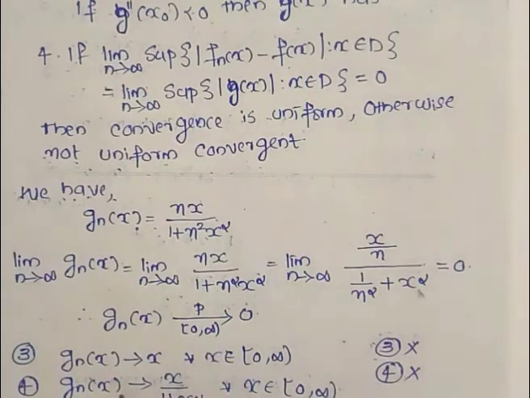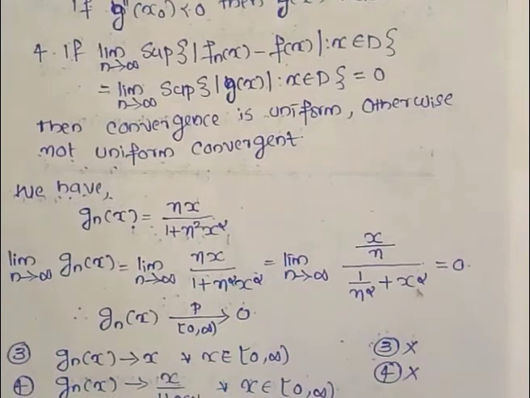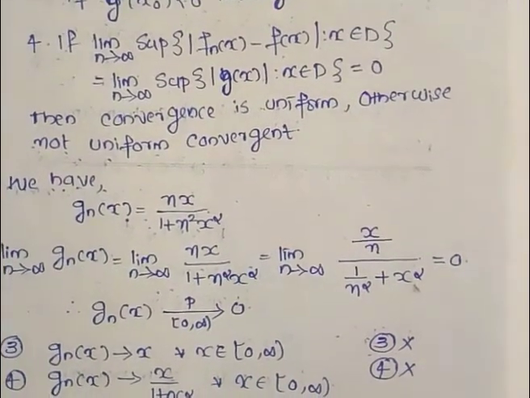Our third option says that Gn of x tending to x for all x belongs to 0 to infinity. But it is a wrong statement because we get Gn of x converges to 0 pointwise. And also our fourth option is Gn of x tending to x divided by 1 plus x square for all x belongs to 0 to infinity, which is also a false statement. So we can conclude the third and fourth options are wrong.